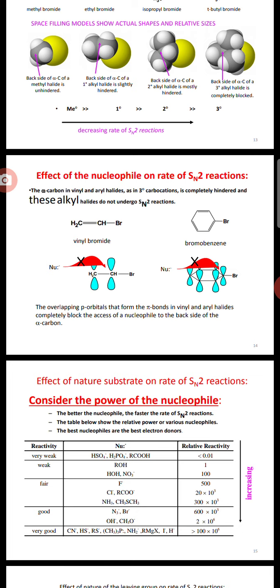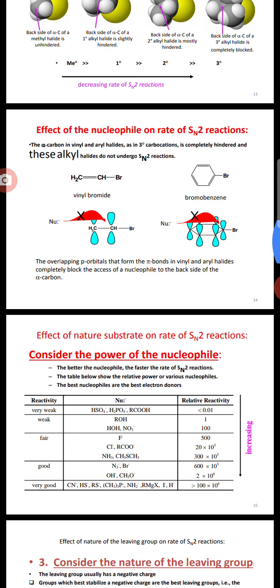Consider the power of the nucleophile. Bisulfate ion, similarly disulfate ion, and carboxylic acid, all are very weak, with very weak reactivity. Alcohols, nitro group and water are also very weak but more reactive than those. Bisulfate, hydrogen sulfate, and carboxylic acid.